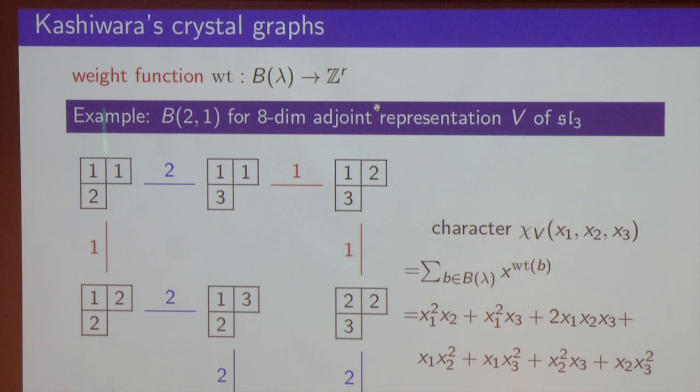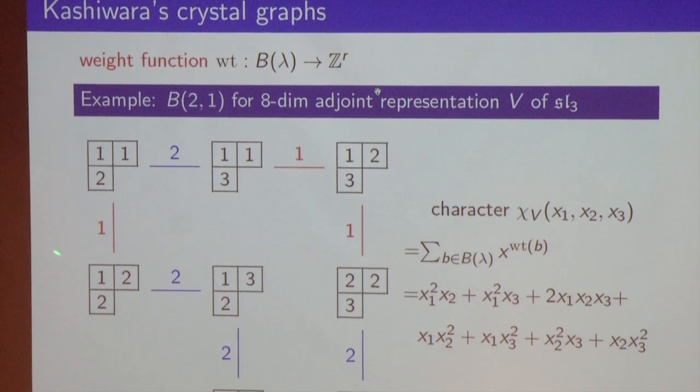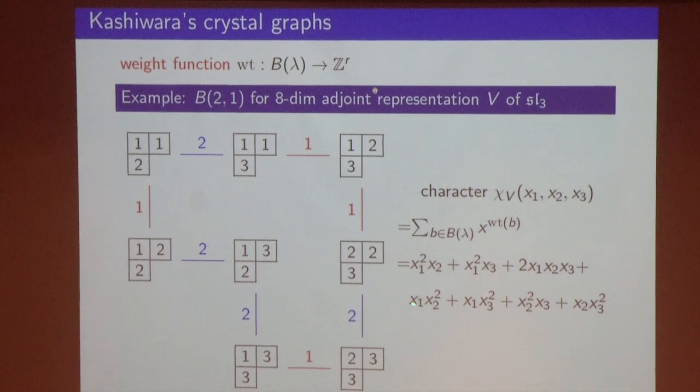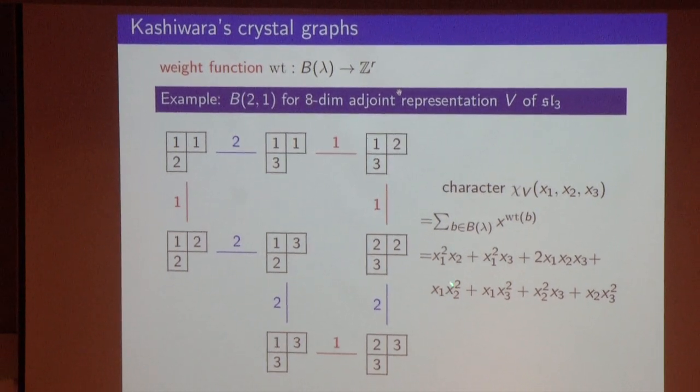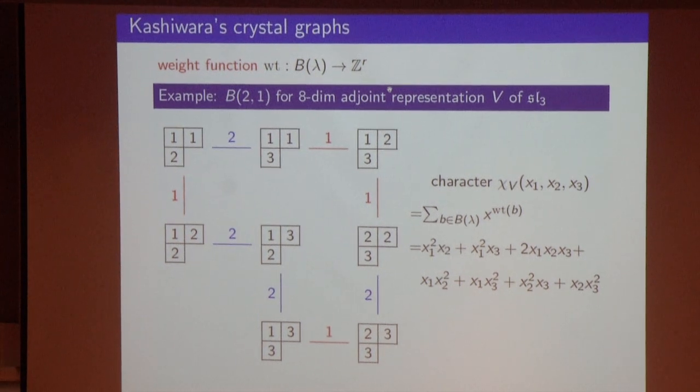And in this picture, you can read off the weight by counting the number of 1s, 2s, and 3s. So the weight of this tableau here is 1, 2, 0, which corresponds to this monomial. So it's x1 to the 1, x2 squared, x3 to the 0. Okay, so there's one of these pictures for each finite dimensional irreducible representation.